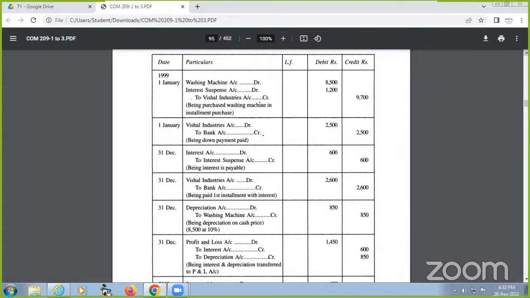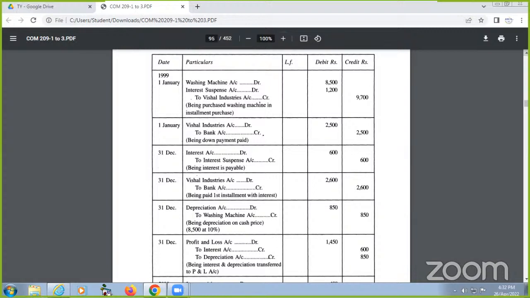Interest account debit 600, interest suspense account 600. Being interest payable. Vishal Industries debit 2,600 to bank 2,600. Being first installment with interest paid.